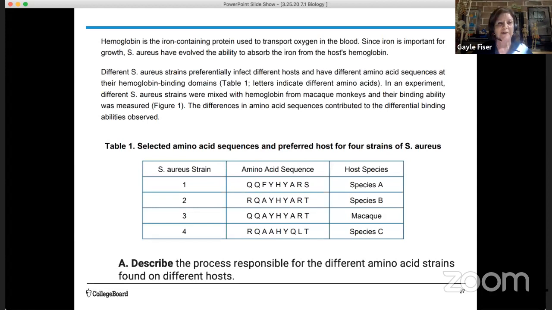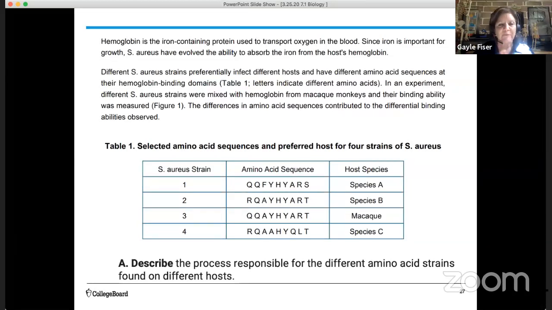Okay, let's do another one as we're still under guided practice. I'll let you out on your own in just a little while. Okay, hemoglobin is the iron-containing protein used to transport oxygen in the blood. Since iron is important for growth, S. aureus have evolved the ability to absorb the iron from the host hemoglobin.